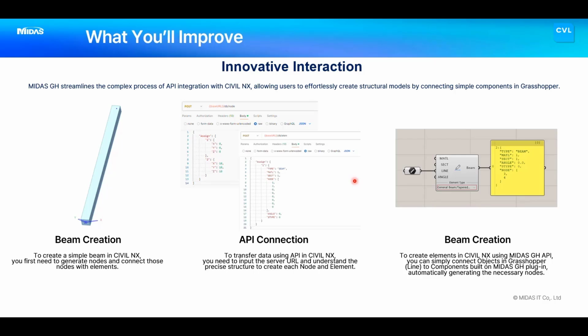To use the API, you have to understand the exact data structure for the model. As you can see here in the middle, you have to understand all these kinds of logic, how each function consists of. However, MIDAS GH simplifies this process with easy components. For example, to create a simple beam structure, you can just connect a line in Grasshopper to MIDAS GH's components, and it automatically creates elements and nodes in Civil NX. So it automatically created this information.